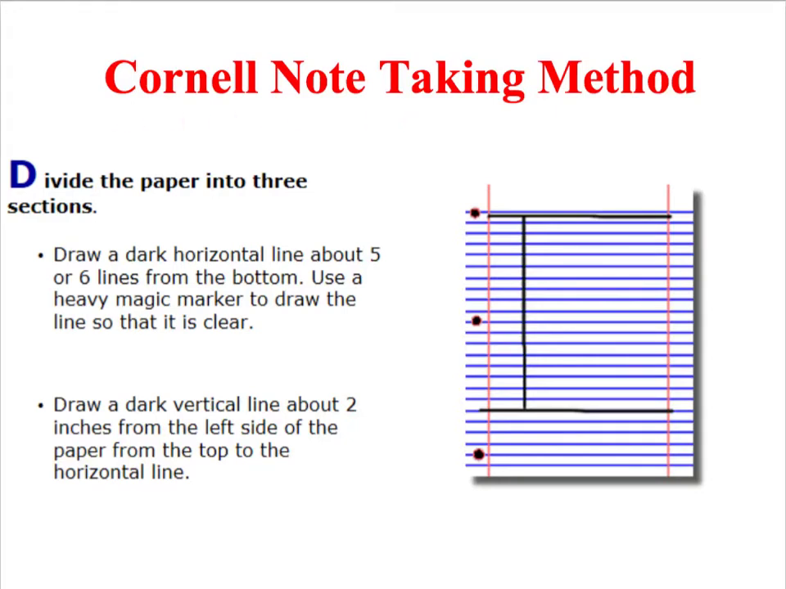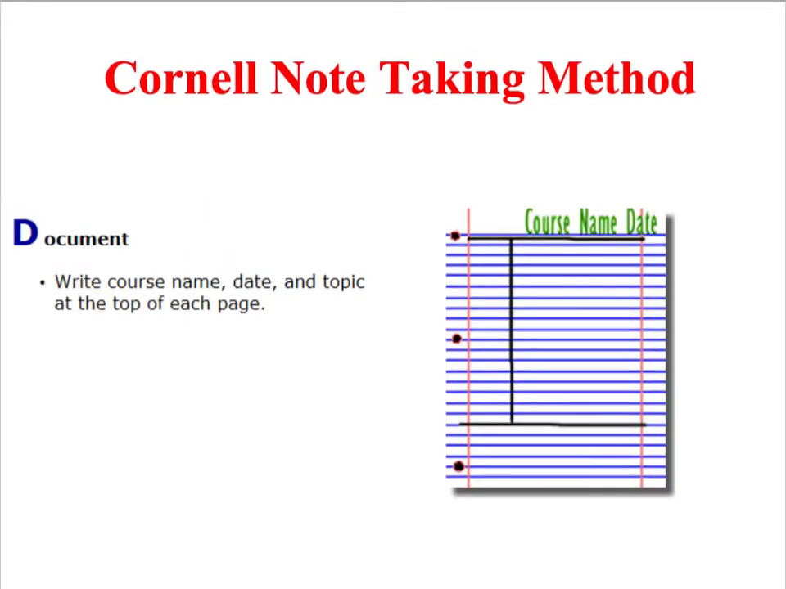What you need to do for this method is divide the paper into 3 sections. The easiest way of doing this is to draw an off-center eye, like the one that you can see on the screen, on your paper. Then, so that you keep your notes in the right order and keep yourself organized, make sure that you write the course name, the date, and the topic at the top of each page. The topic will be the name of the screencast that you're making notes on.